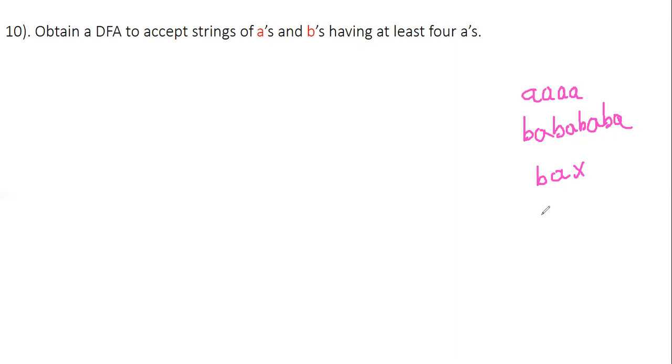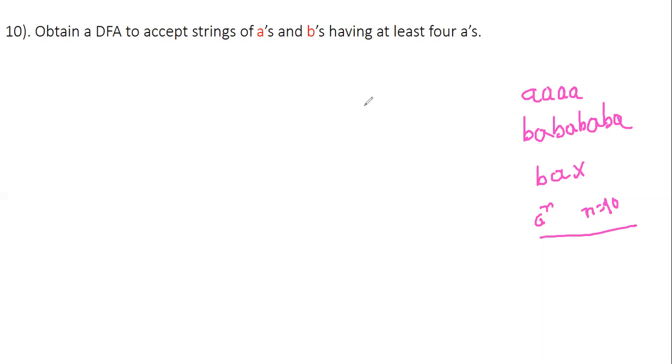Okay, if you are having a to the power of n, if n is equal to 10, then also it will be accepted by the DFA what we are going to design. Okay. So the condition is the string must consist of total 4 A's, or more than that. If that is the case, then it will be accepted by the DFA exactly. Otherwise, it will be rejected.